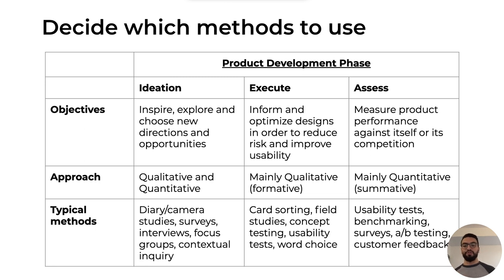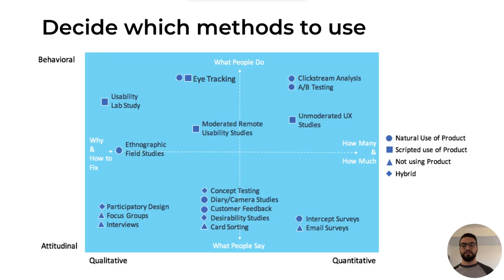Another way that you could also decide which methods to use is to use a diagram like this. This helps explain what people do and what people say, which is usually different, on the y-axis here. And the x-axis is more about how many and how much versus why and how to fix. And the different types of methodologies fall under different areas here.